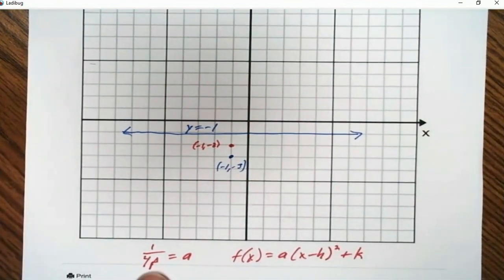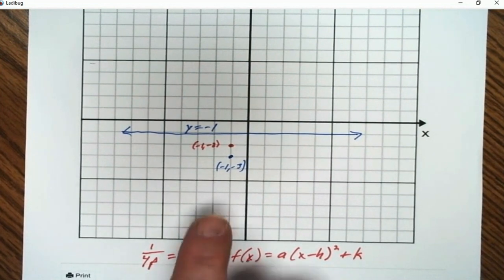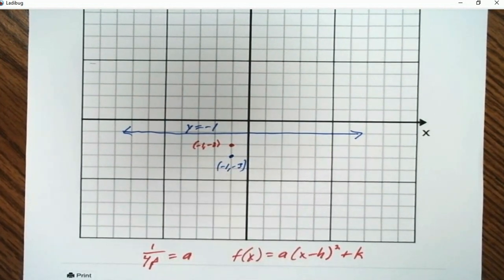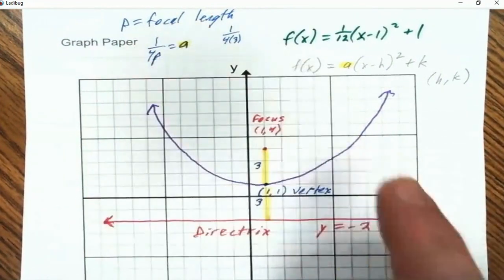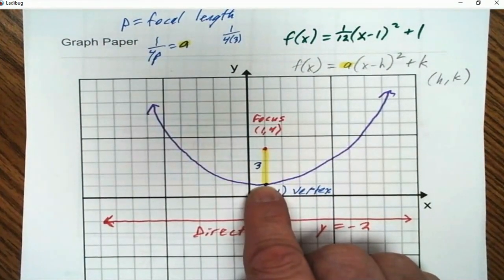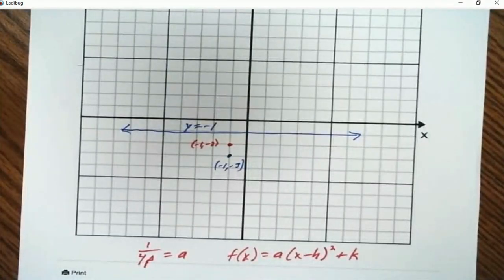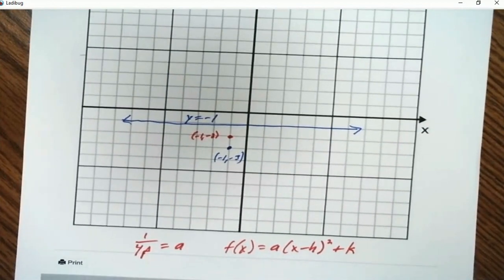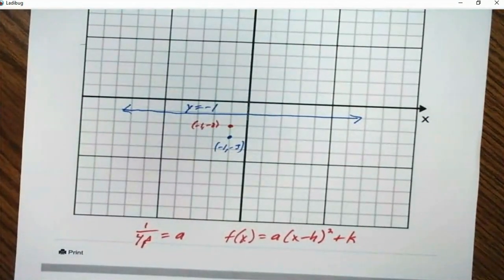So what is p? If we have to write the a, which is one divided by 4 times p, what is p in this scenario? I'll remind you over here. P is the focal length, which was 3 here, because that was the distance between the focus and the vertex. So what is P on this one? Bethany, you may be the only one that knows how to do this when we go to the assignment. We'll see.